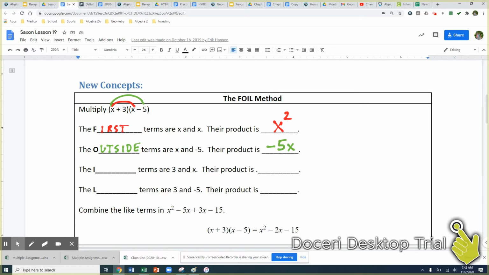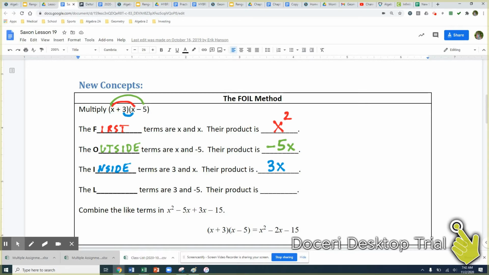I is going to stand for inside, and your inside terms are 3 and x. When you multiply those together, they're going to give you positive 3x. So up above, when we have our inside terms, we're talking about the 3 on the inside, and then the x on the inside of the other binomial. That's going to give us 3x.